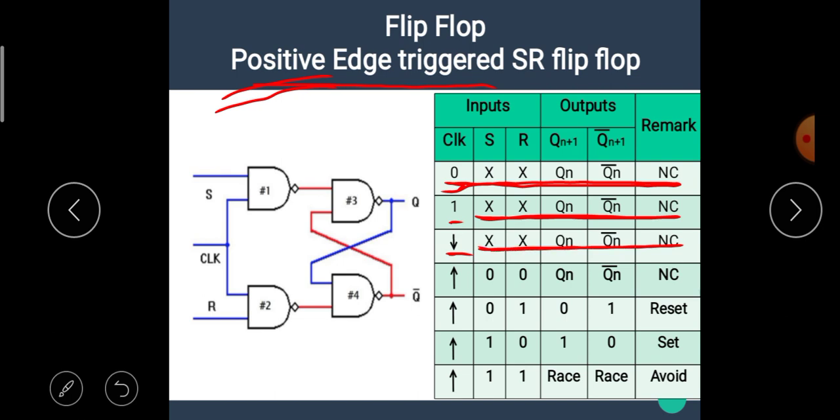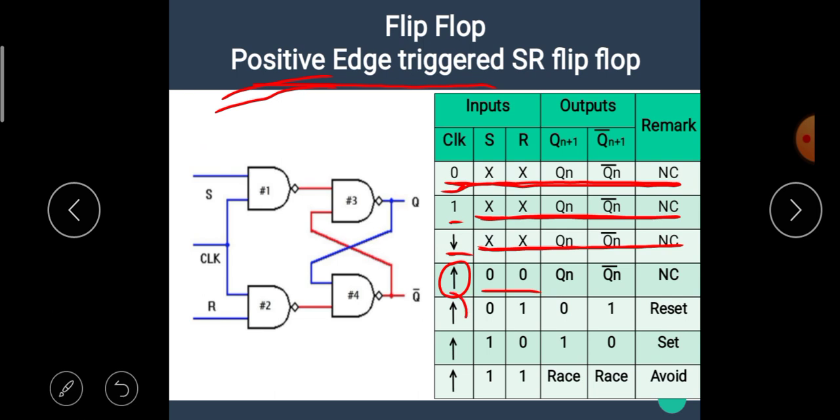But on the arrival of the first positive edge, or the rising edge, if the values are 0 0, then both the NAND gate outputs are forced to be 1. And we know that if the SR latch has the value 1 1, then we get the no change condition. Okay, I hope you all understand.